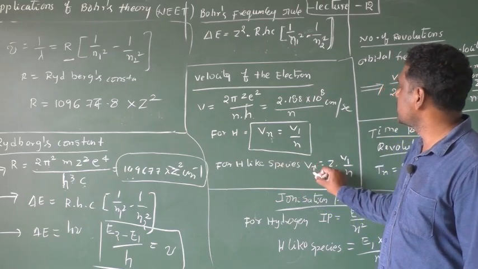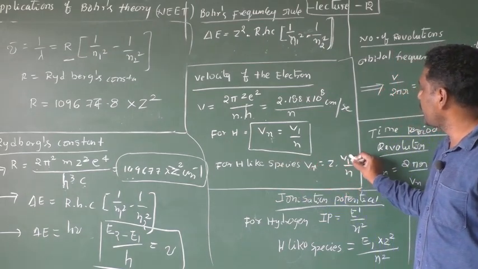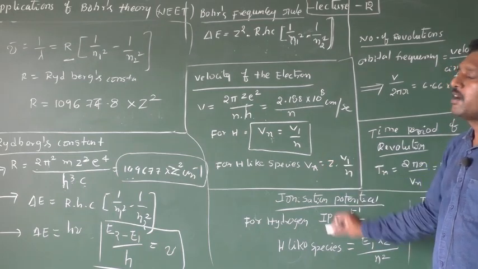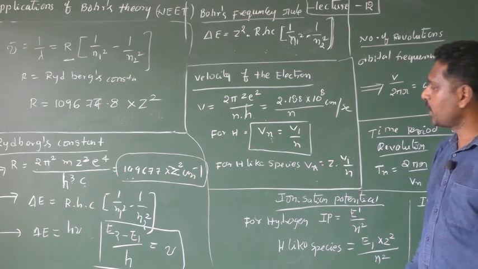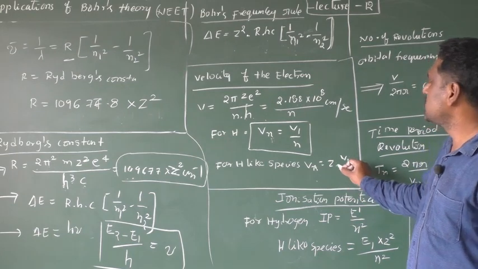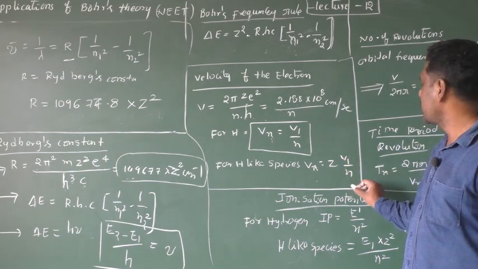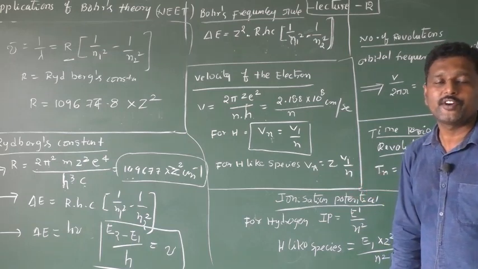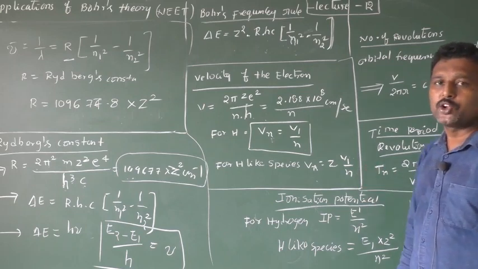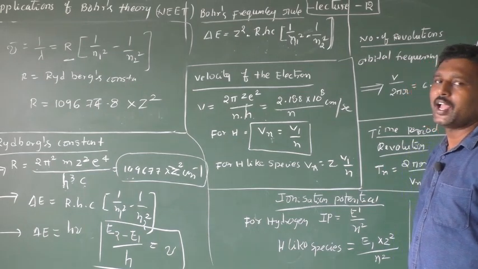For hydrogen species, Vn equal to Z into V1 by n. So Vn is the velocity in nth orbit, V1 is the velocity in the first orbit, Z equal to atomic number and n equal to number of orbit. So this is about one of the formulas to calculate the velocity of electron.